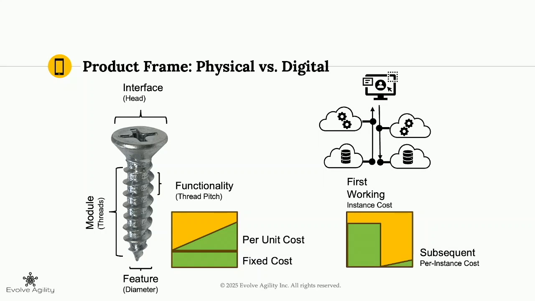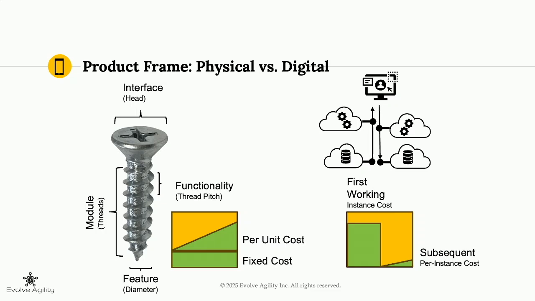We'll now pivot to a different framing. Physical products versus digital products. By digital, I mean software. The economics of physical products are no different than digital products, by the way. This is a sheet metal screw.